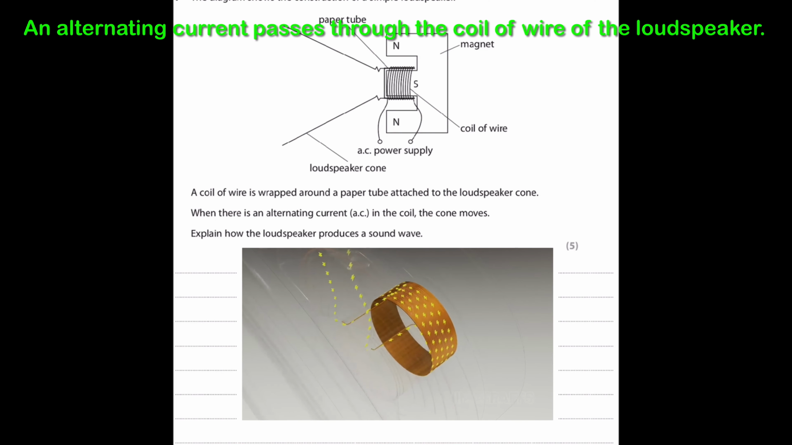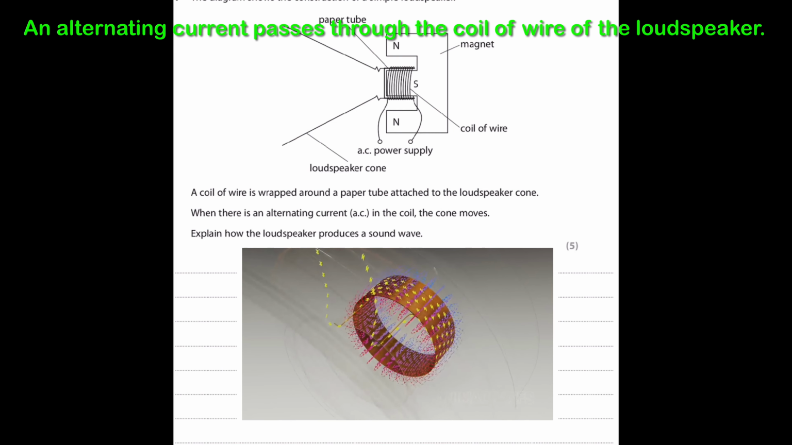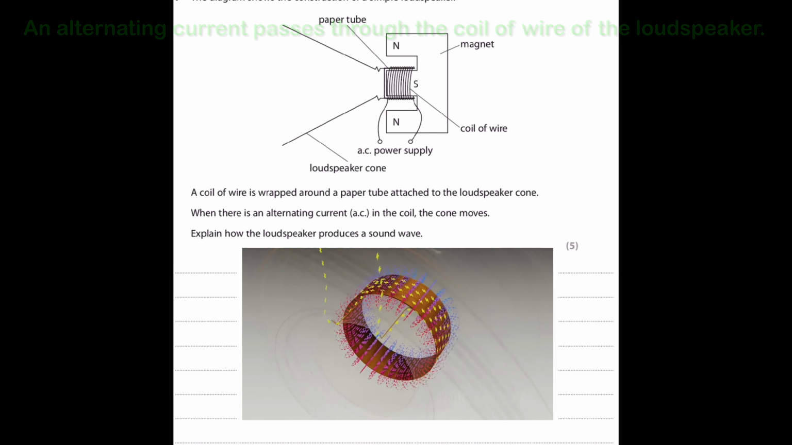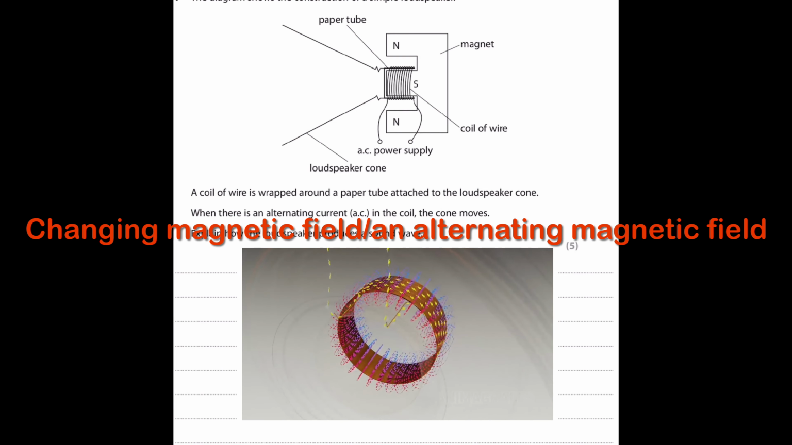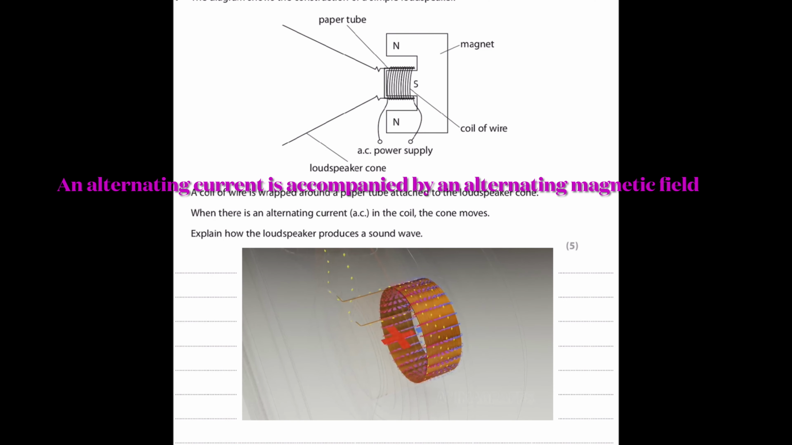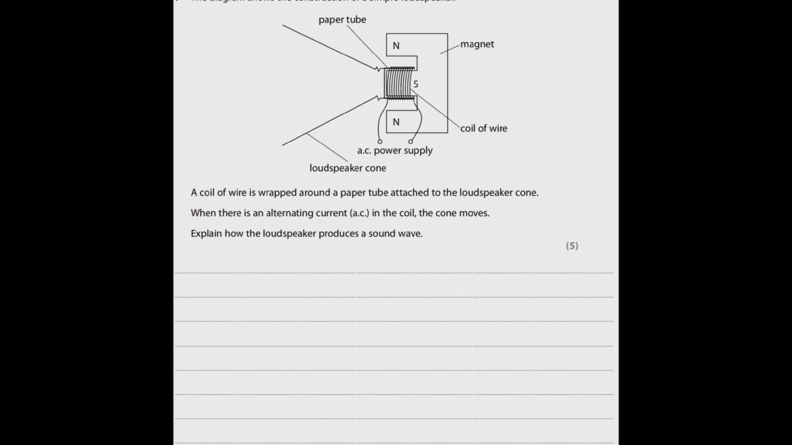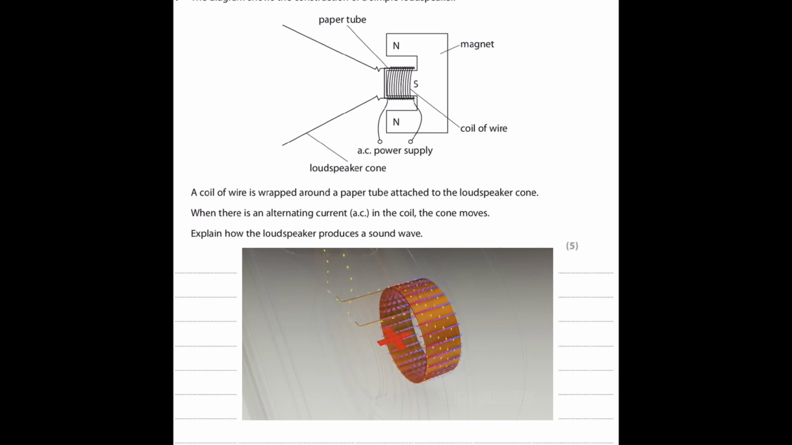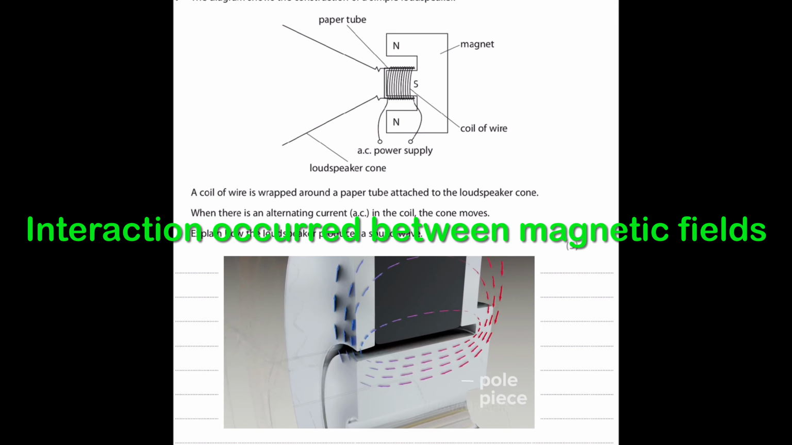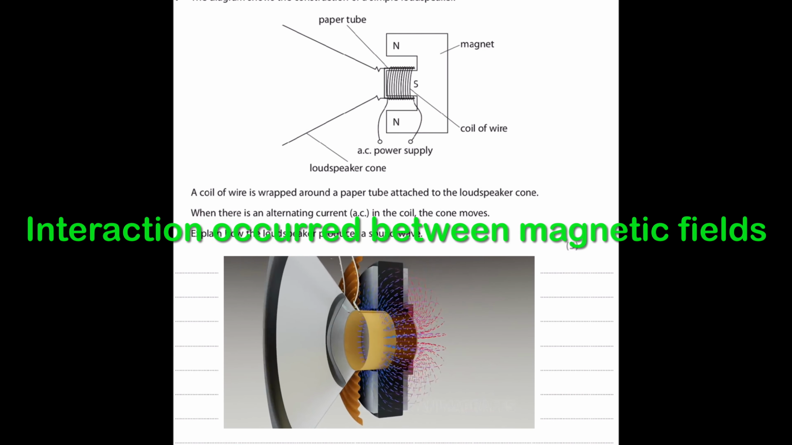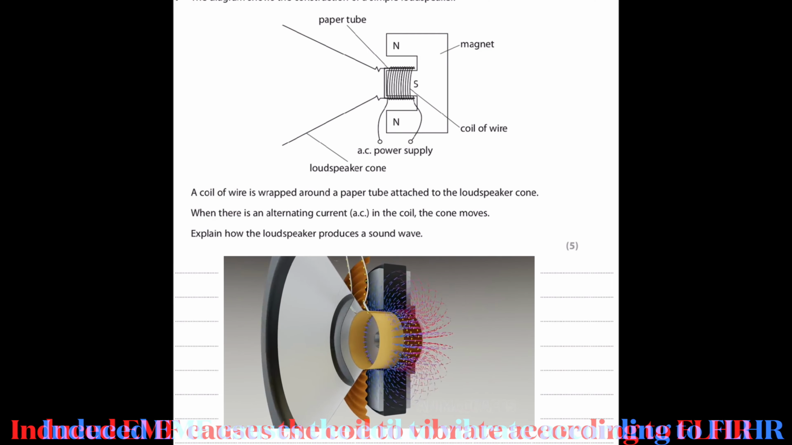As the alternating current passes through the coil of wire of the loudspeaker, this creates a change in magnetic field, as shown in the simulation. As the current is constantly changing direction, the direction of the magnetic field keeps changing. There is an interaction between the magnetic fields, and this would exert a force on the coil.